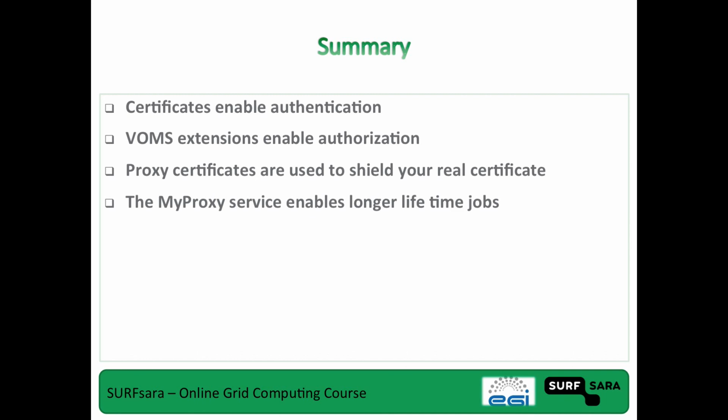So to sum up this lecture, the grid certificate that you request from a CA is a means to authenticate yourself on the grid. The default extensions on top of your certificate enable you to authorize yourself and get access to resources. The proxy or short-lived certificates are used to keep your real certificate safe on your local machine or on the user interface that you are using. And the MyProxy service acts as an agent which can create proxy certificates for up to a week.